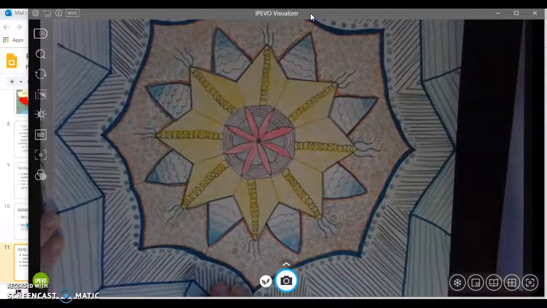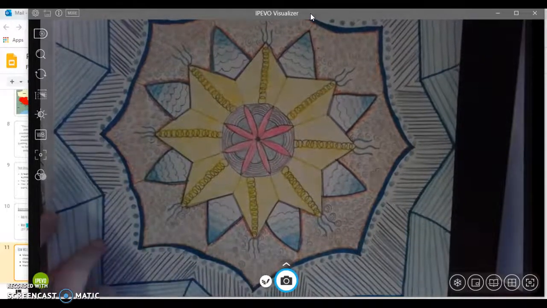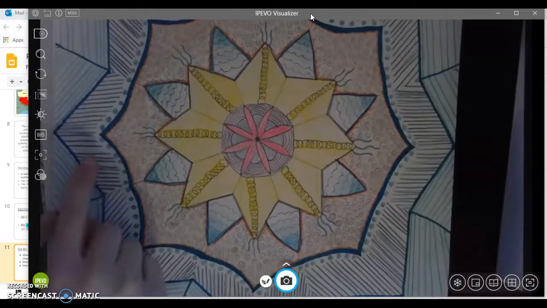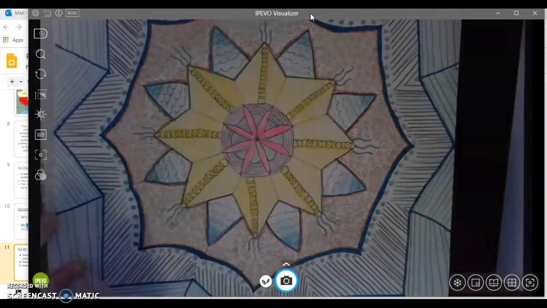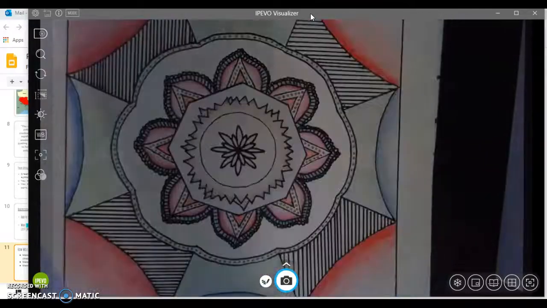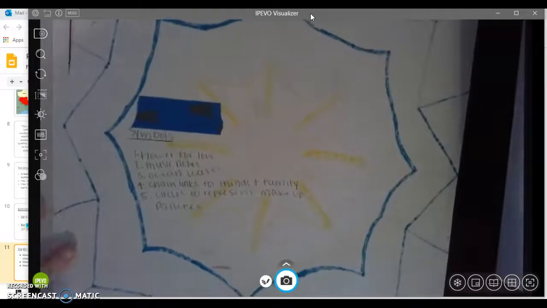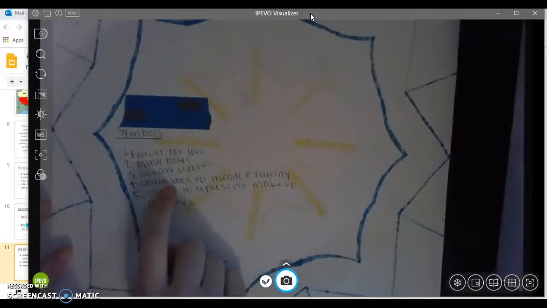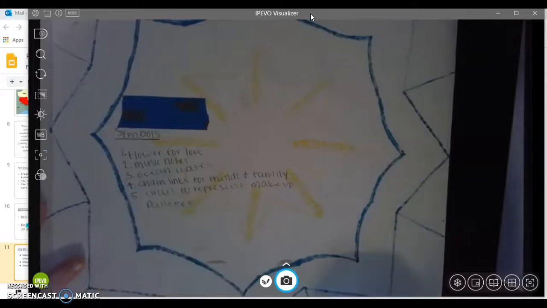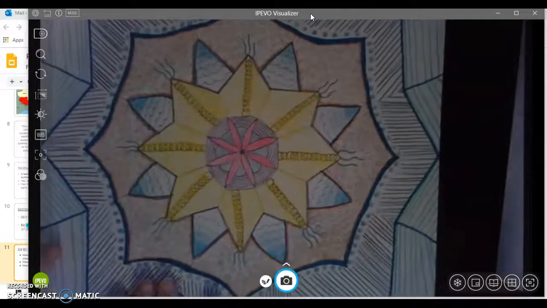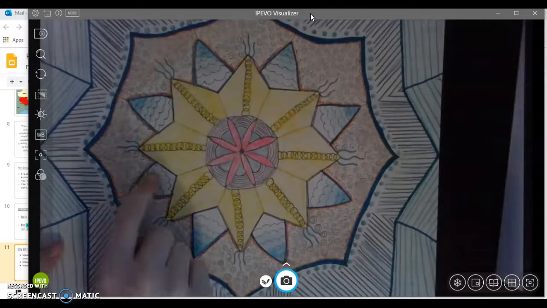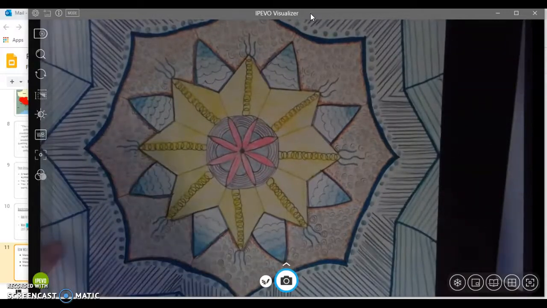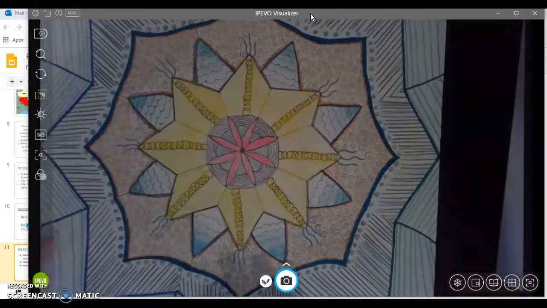This person, the mandala is really nice. They've used color pencil, and they've done some shading techniques that look pretty cool. Their symbols were flower for love, music notes, ocean waves, chain links for friends and family. So your symbol can be really, really simple. And circles to represent makeup palettes, because she was into makeup. So ocean, friends and family. Yeah, it's a nice one.